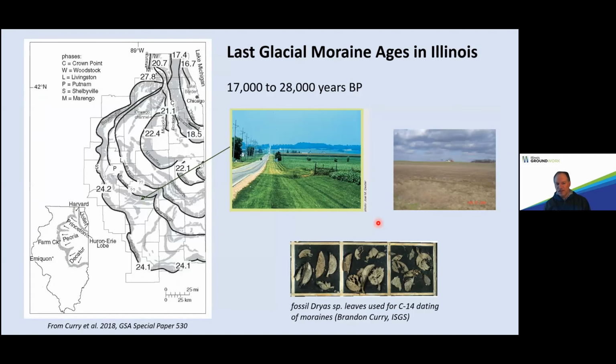So for the last glaciation, there are several moraines in the northeast part of the state, which can be dated with fossil leaves and wood and other material. And those radiocarbon ages are between 17,000 and 28,000, depending where you are in the state, getting younger towards Chicago as the ice receded. These are a couple of photos of the moraines.